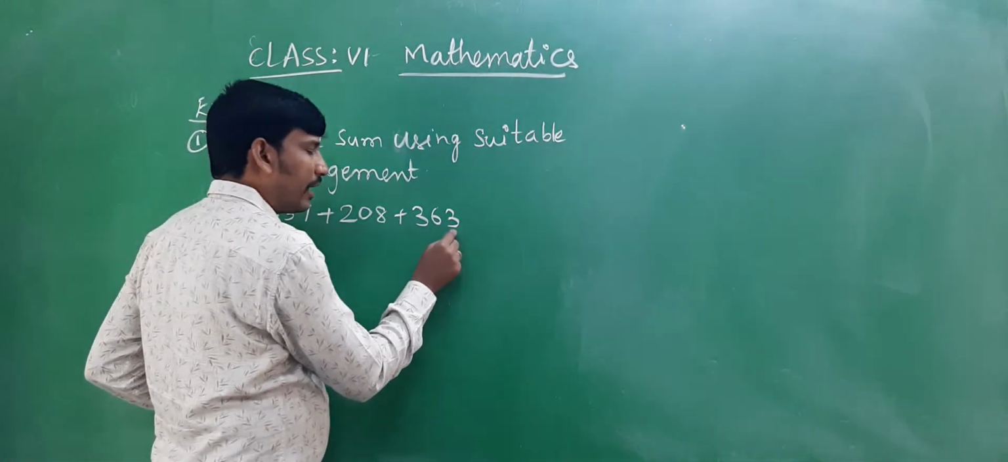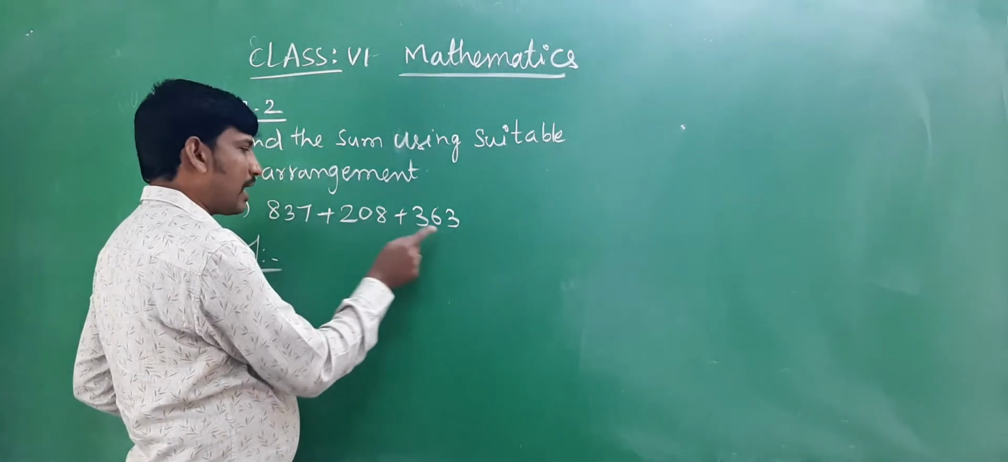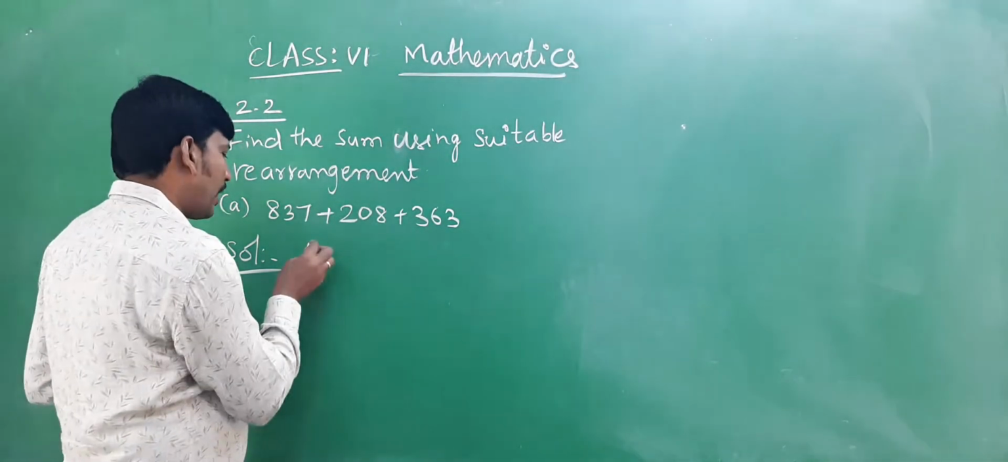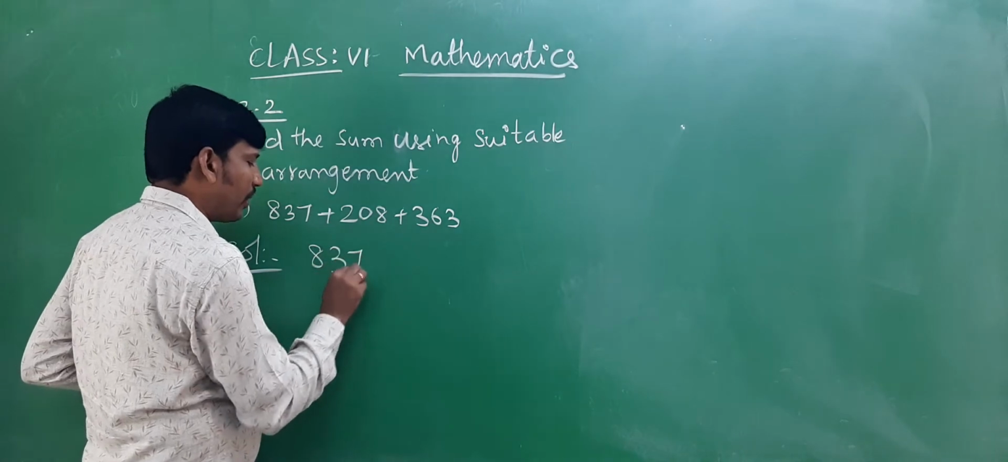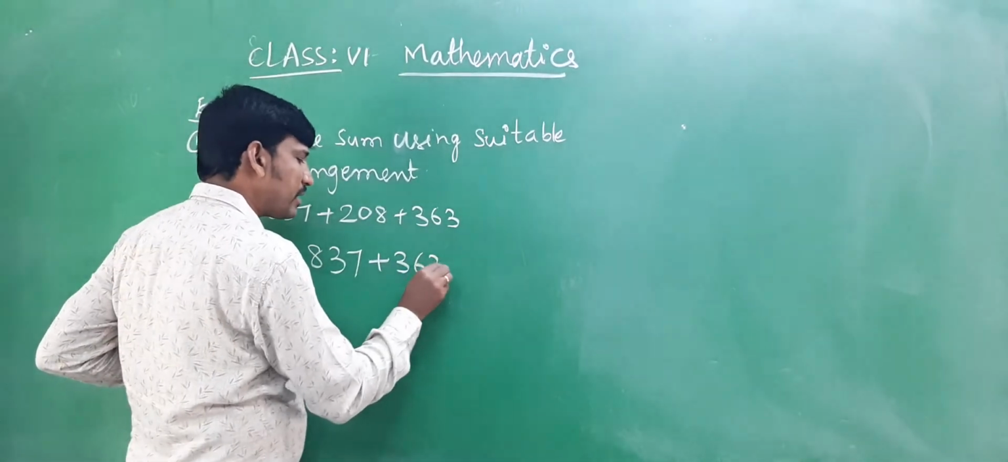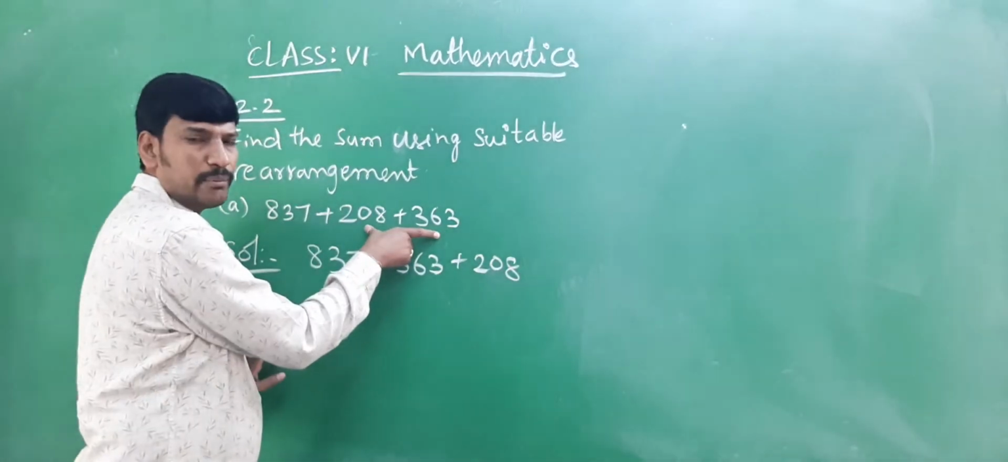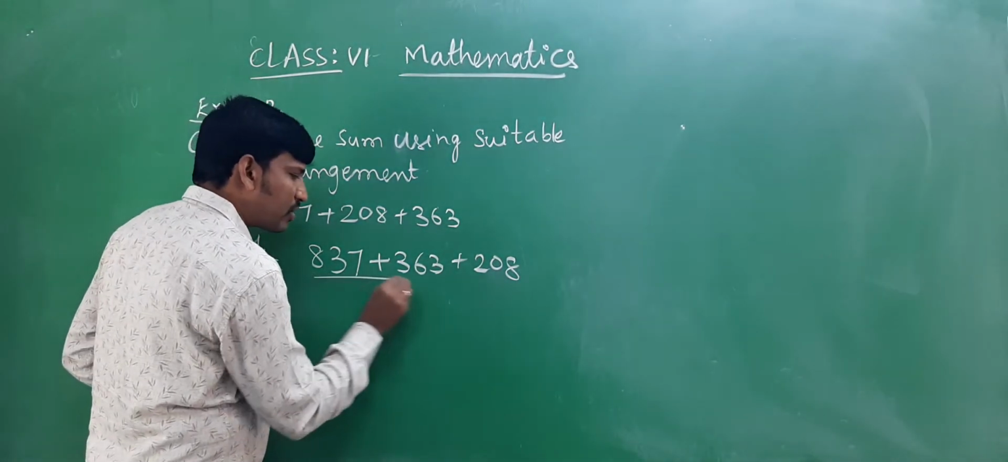Now 7 plus 3 is 10 in the ones place. So what I am going to do here is take 837 plus 363 plus 208. I just interchange these two numbers, and now I am going to add these two values first.